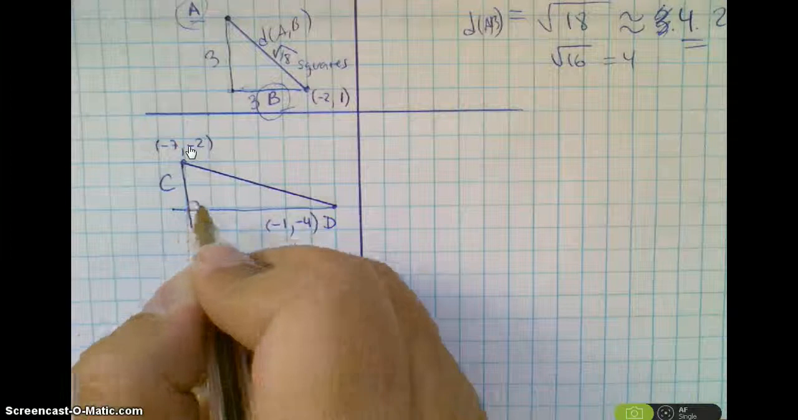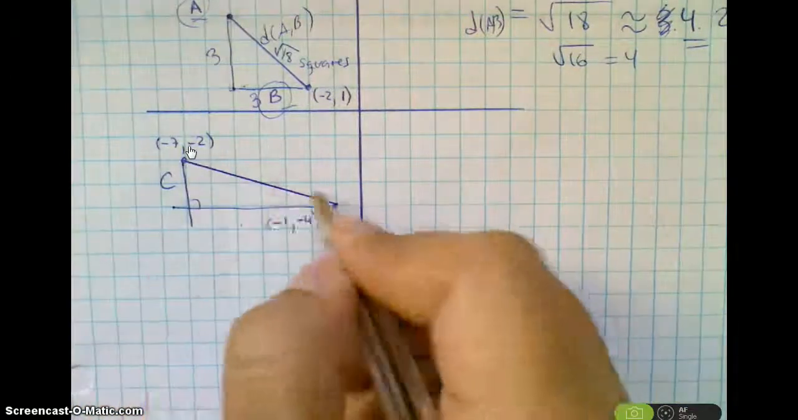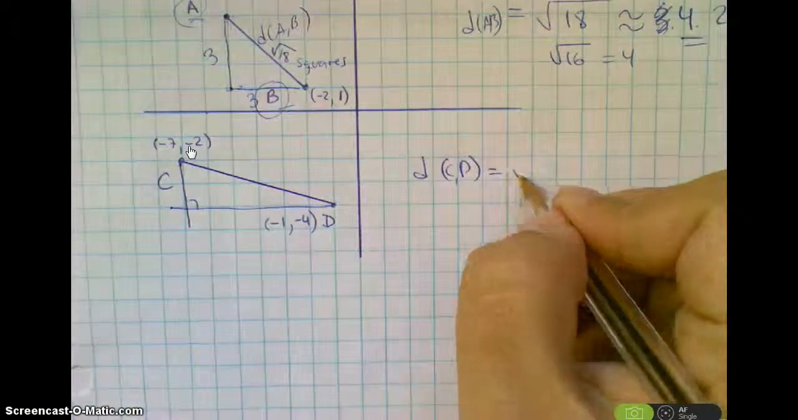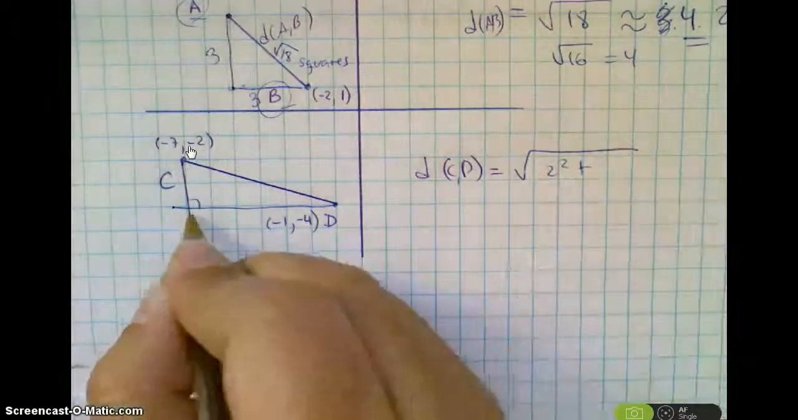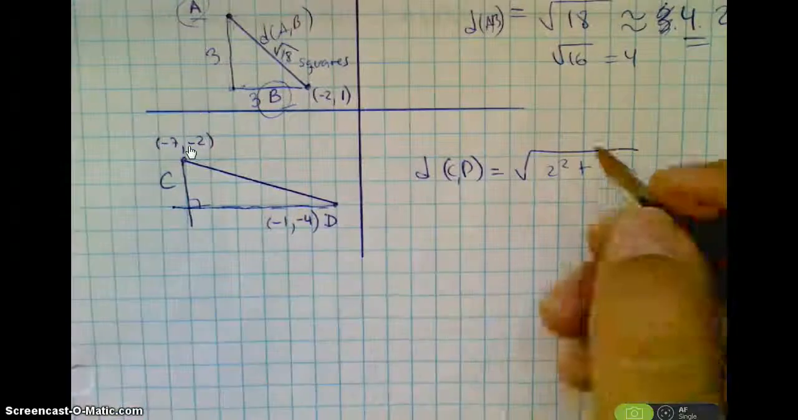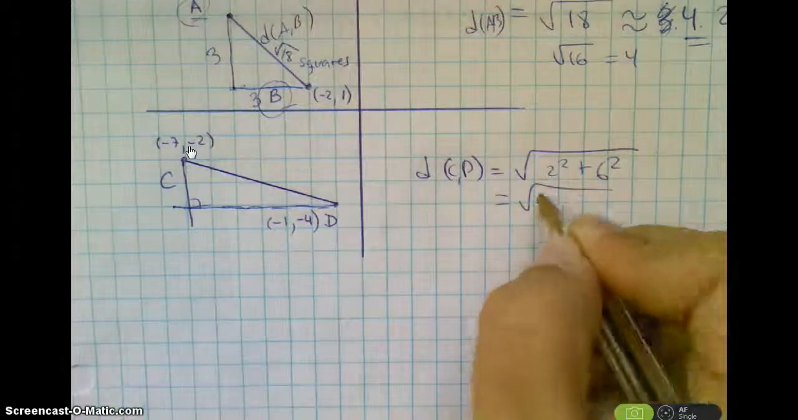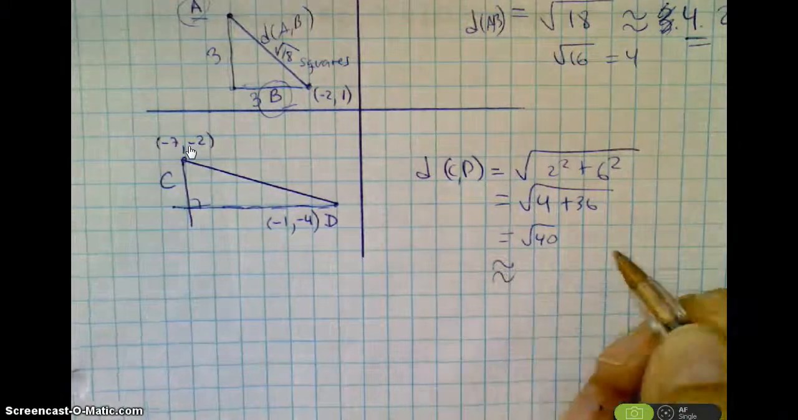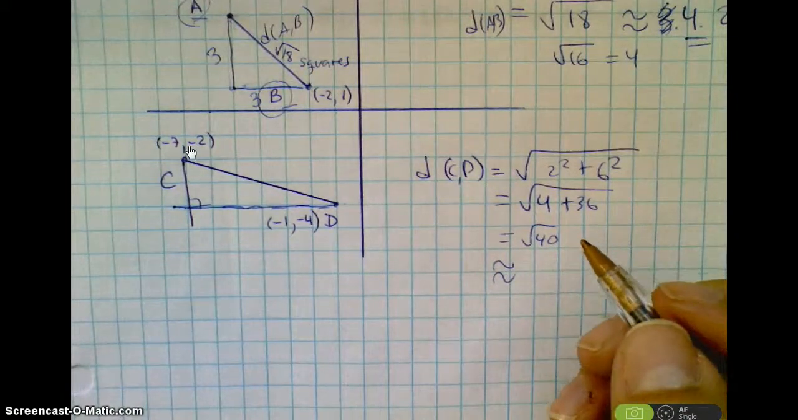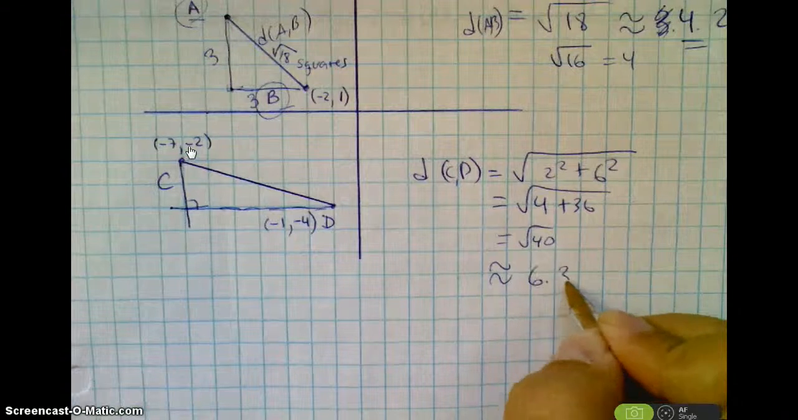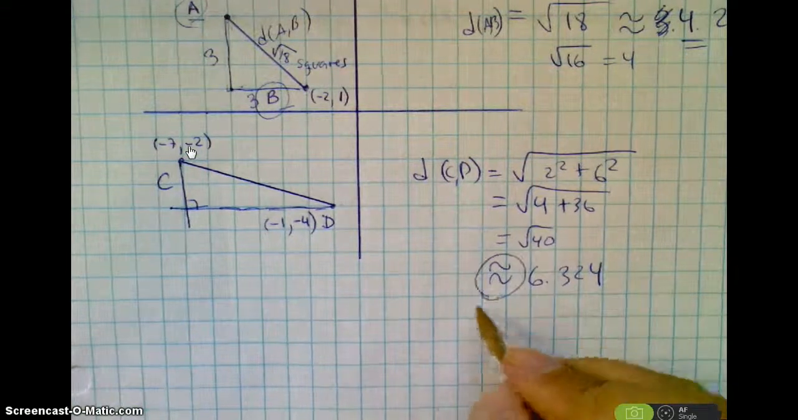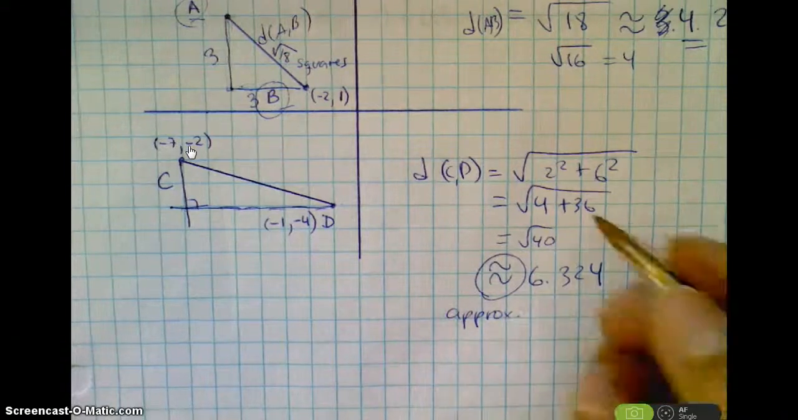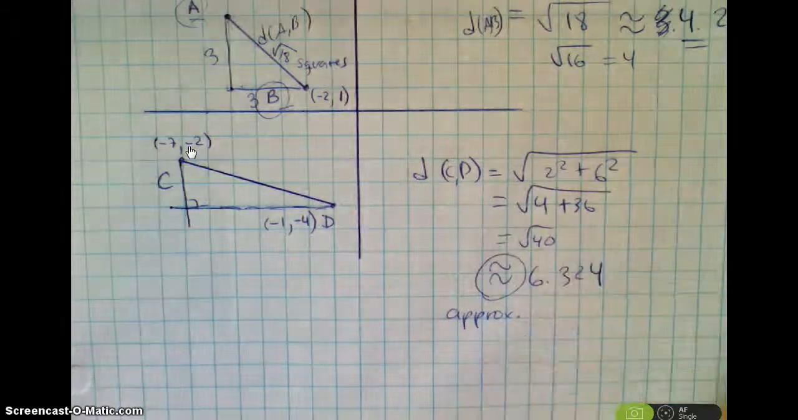Now this is my right triangle, and if I'm trying to find the distance between C and D, then it's just the square root of 2 squared plus 1, 2, 3, 4, 5, 6, 6 squared, and that would be 4 plus 36, square root of 40. Which is approximately 6.32, and I'm writing it with squiggly equal signs to say approximately, but the exact distance is the square root of 40.